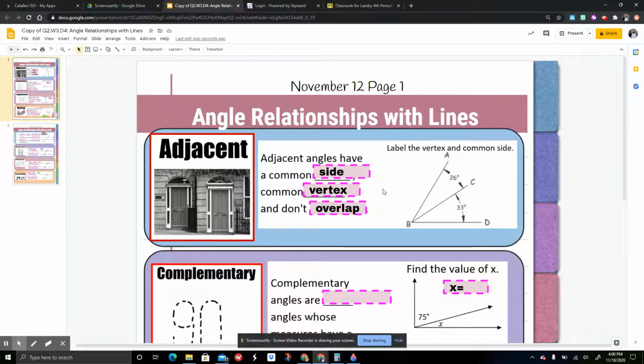So adjacent angles have a common side. These two angles are adjacent. They have this common side right here. And they have a common vertex. This is the vertex, that corner right there where they meet. And they do not overlap.